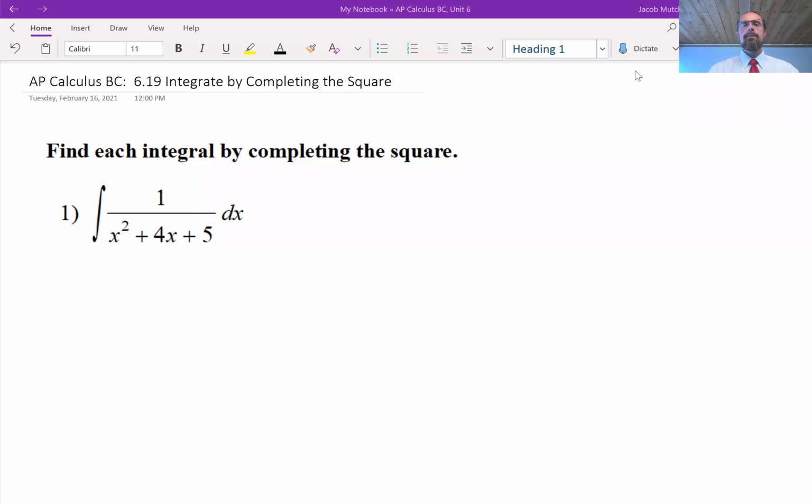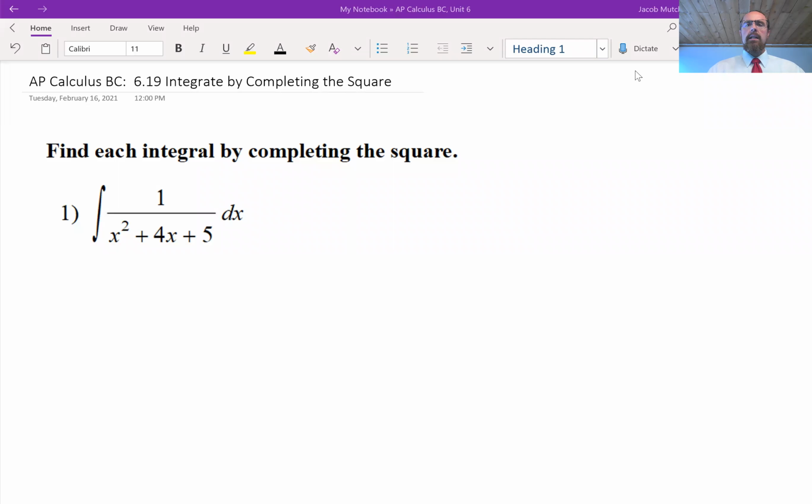Welcome to Calculus. Today we will investigate integrating by completing the square. We'll take a look at three examples. Our first example is the integration of 1 over x squared plus 4x plus 5 dx.